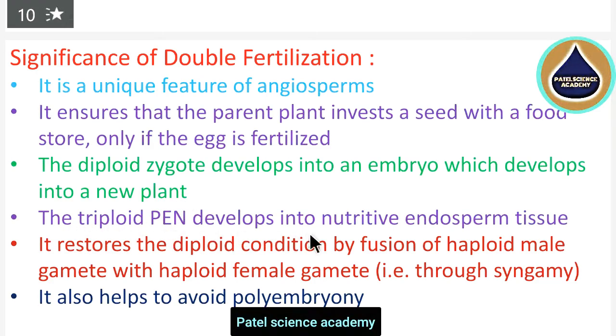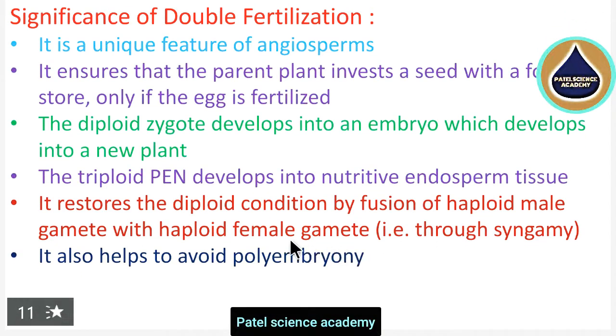The triploid PEN develops into a nutritive endospermic tissue. I'll explain about this endospermic tissue and endosperm later in the next lecture. It also restores the diploid condition by the fusion of the haploid male gamete with the haploid female gamete through syngamy, and it also helps to avoid polyembryony.